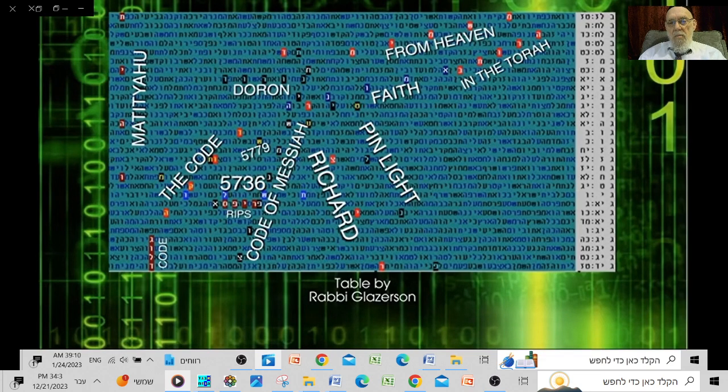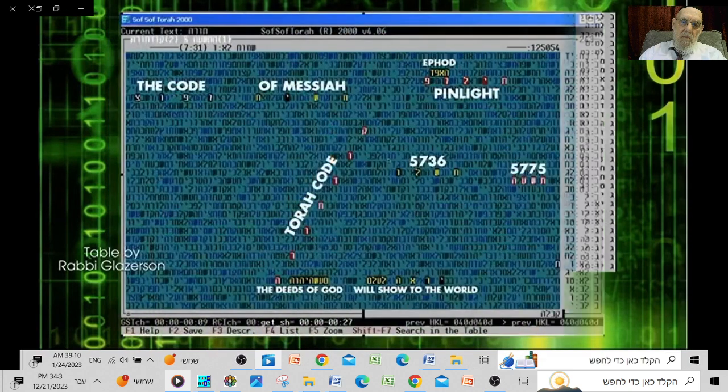Code of Messiah, and then it has my name, Richard, and then my company name, Pinlight, parallel at the same angle. I mean, don't ask me how that happened. The word faith, and in the Torah, and from heaven, and Doron. Doron Witztum is one of the code researchers that helped write the software. I mean, all this stuff is in this one table.